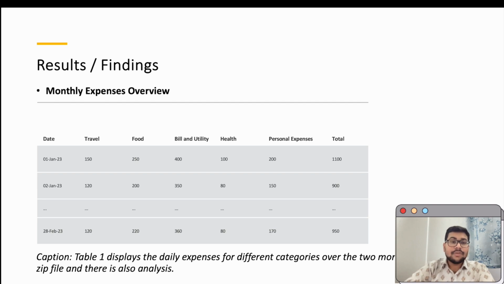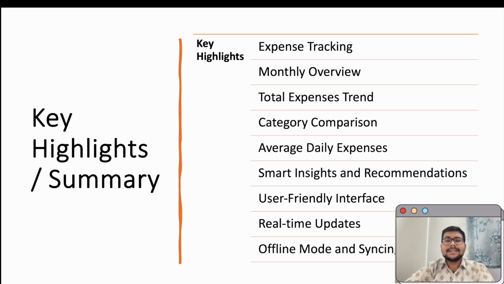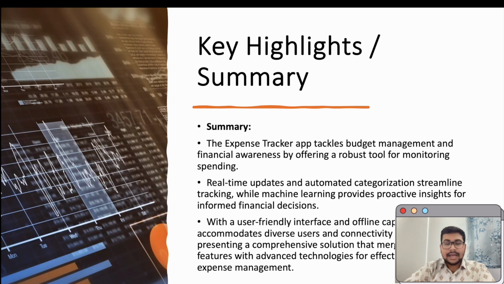Result/findings: this is a monthly overview of expenses and the dataset I have shown you already. Key highlights: expense tracking, monthly overview, total expenses, category expenses, daily average expenses, smart insight and recommendation, user-friendly interface, real-time updates, offline mode and scan. Highlights, I have already told you.